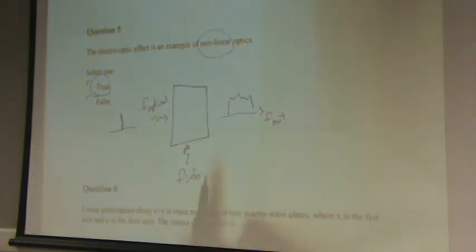And, you know, compared to optical frequencies, 10 gigahertz or something looks like DC almost. That's why I labeled it as DC. But there is another wave that's mixing with this wave. So it's nonlinear.